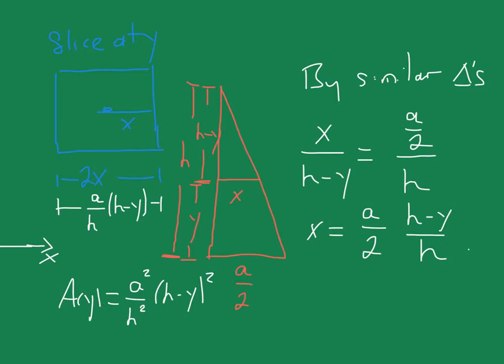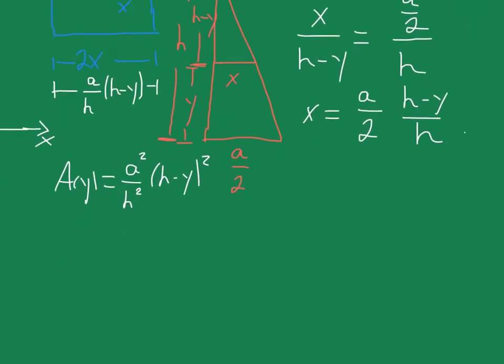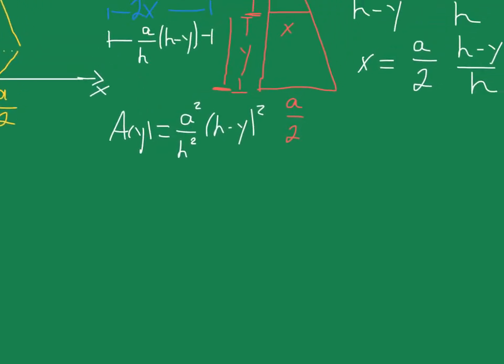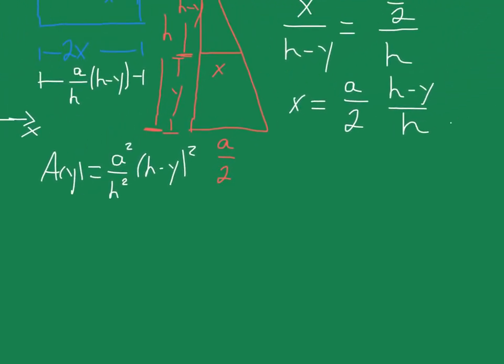So what's that? This is equal to, multiplying this out, a squared over h squared times h squared minus 2hy plus y squared. All right, so now we have what A of y is.